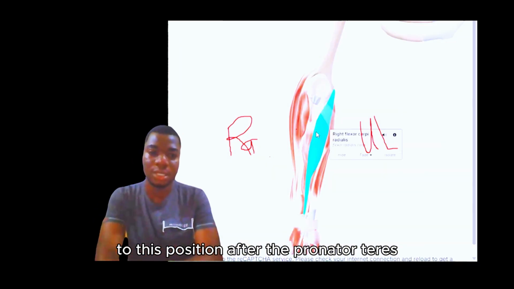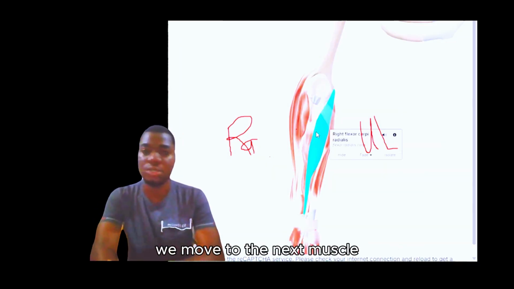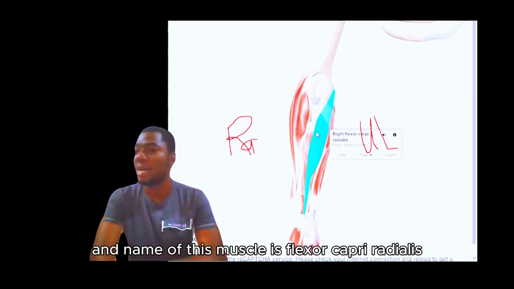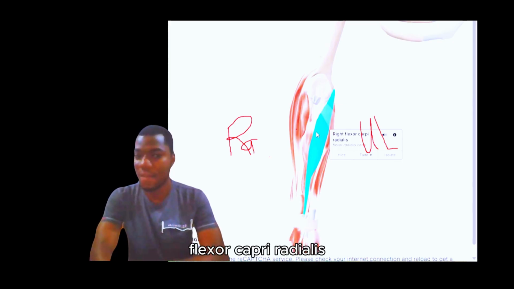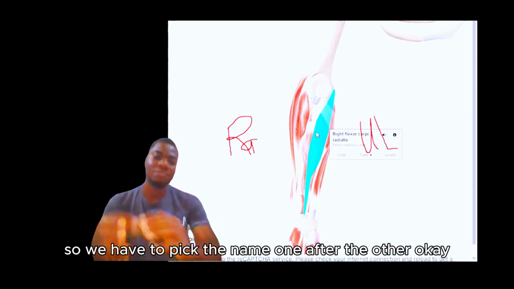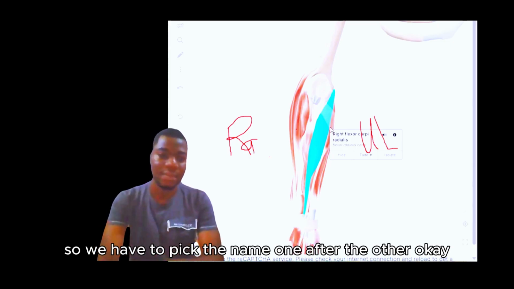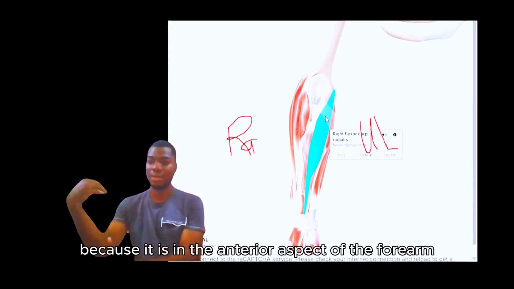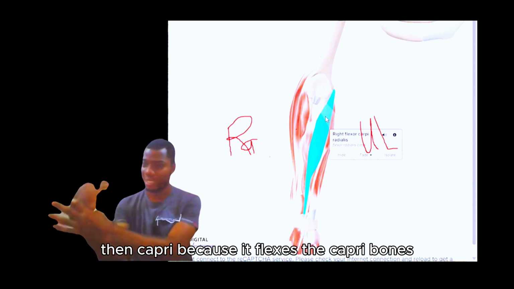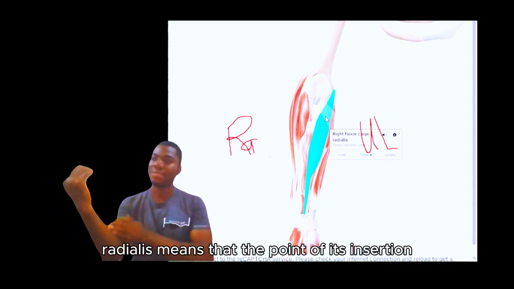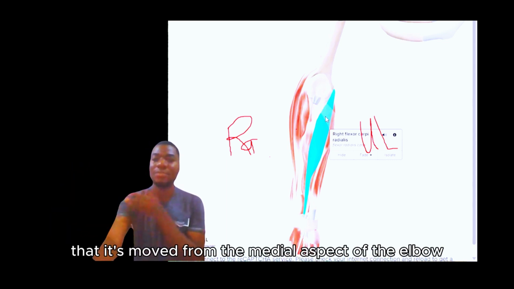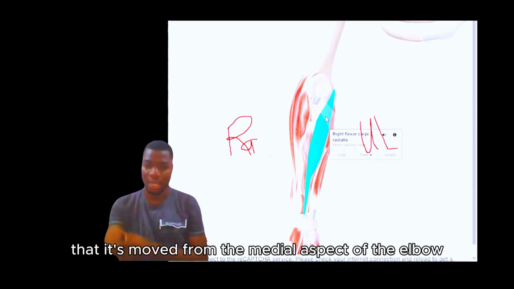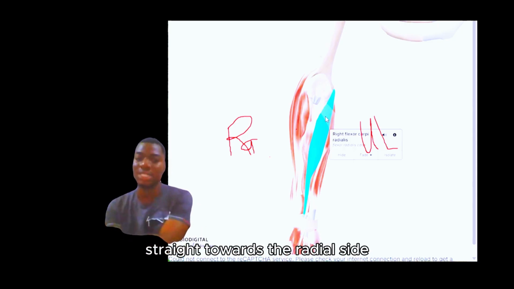After the pronator teres, we move to the next muscle, and the name of this muscle is flexor carpi radialis. So we have to pick the name one after the other. It is called flexor because it is in the anterior aspect of the forearm. Then carpi because it flexes the carpal bones. Radialis means the point of its insertion: you see that it moves from the medial aspect of the elbow straight towards the radial side.